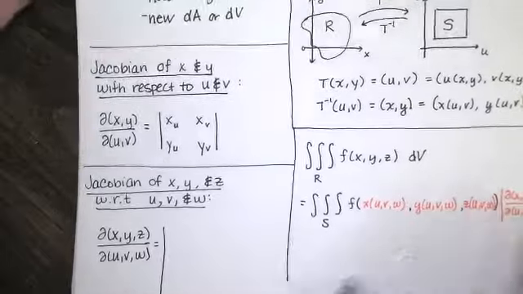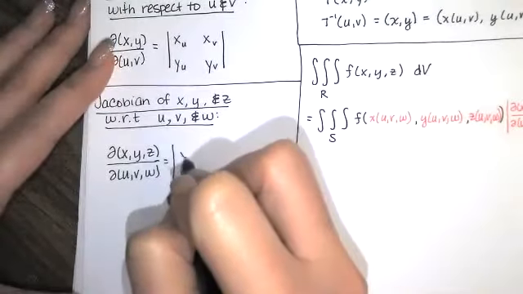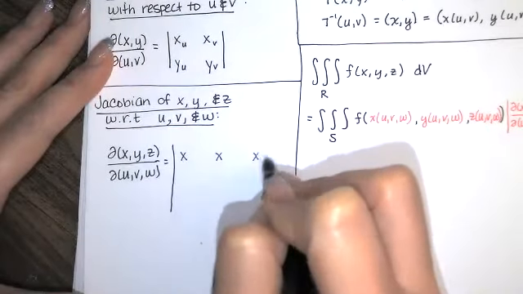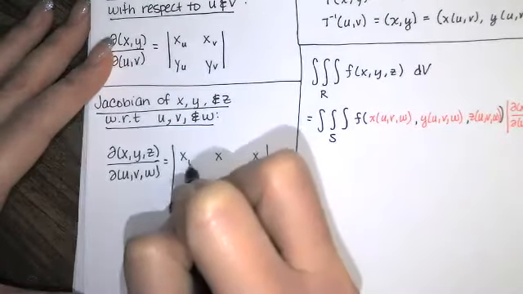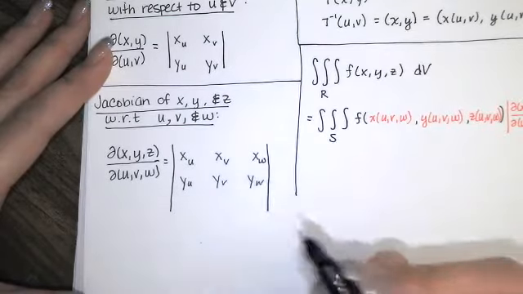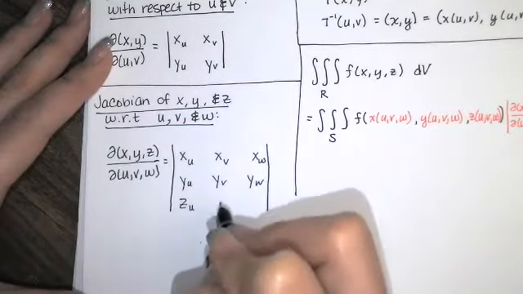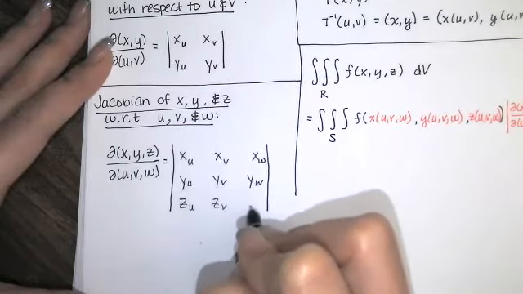Since we have 3 variables, our determinant will have 3 rows. We take X and we take its partials with respect to U, V, and W. Then we take Y in the second row and take its partials with respect to U, V, and W. And then we take the variable Z and take its partials with respect to U, V, and W.